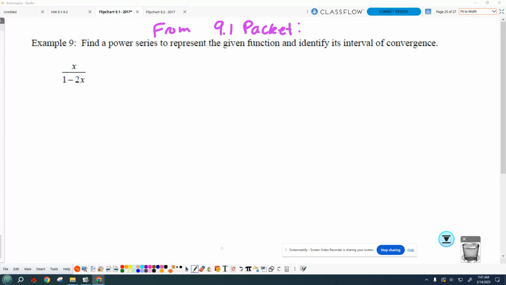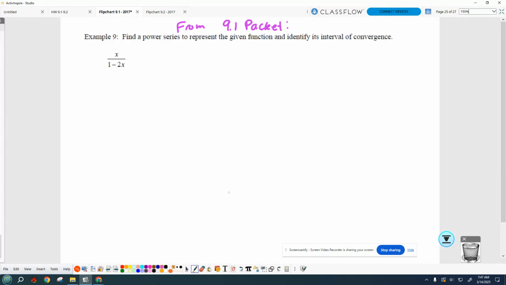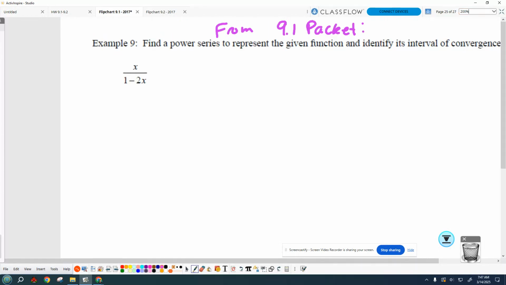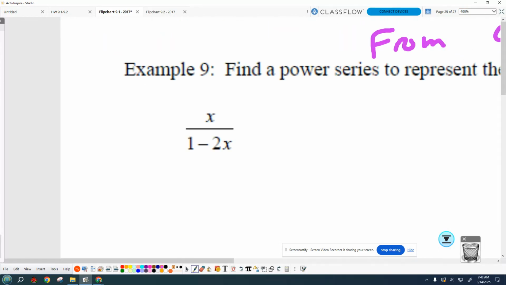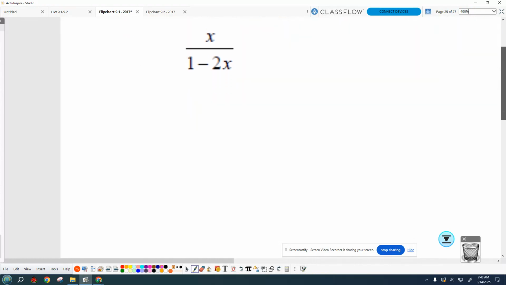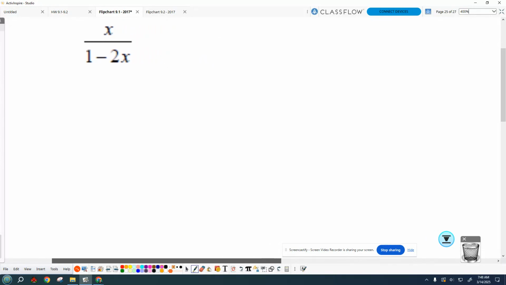Zach, how do I do this? It says find a power series, so that's going to have letters in it, variables. The question says find the power series to represent the function given. This is also in the 9.1 packet. Here's the function, and it's asking you to create the series and state the interval of convergence, meaning what x values will make this really work.